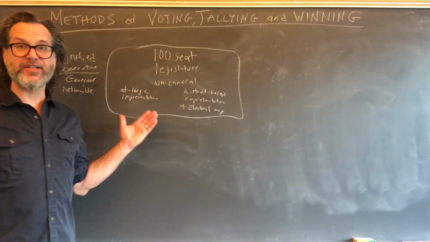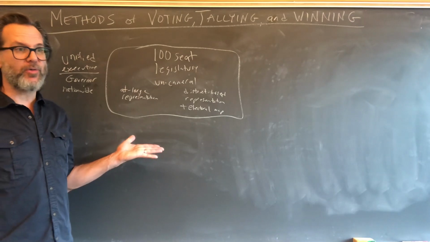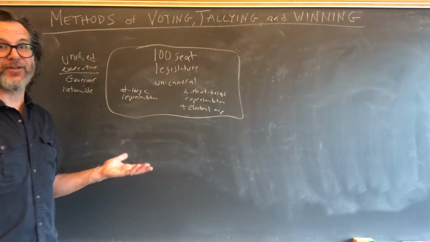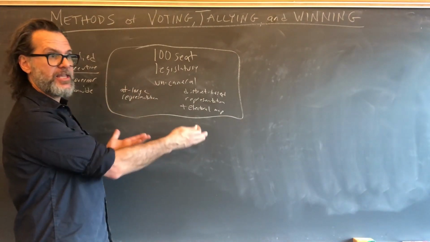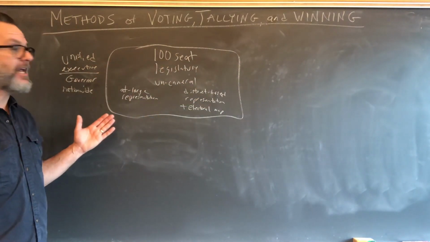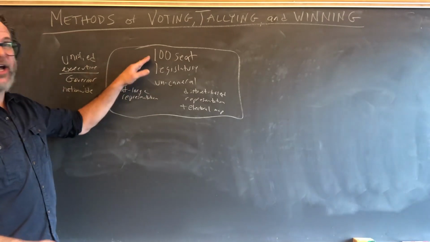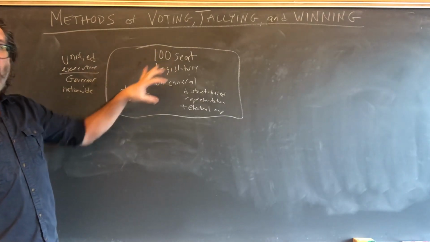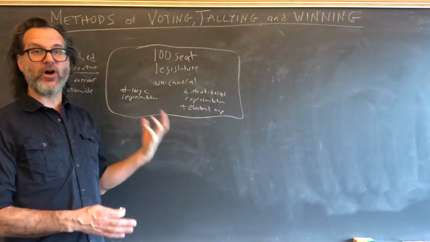When you have an at-large system, you don't need a map. You don't need to draw district boundaries because there are no districts. The unit, the main political unit, in this case I'm calling a nation, has its own boundary, right? And at-large means all 100 people are elected by all of the people to represent all of the people.